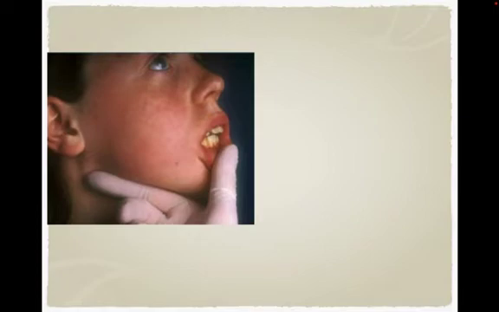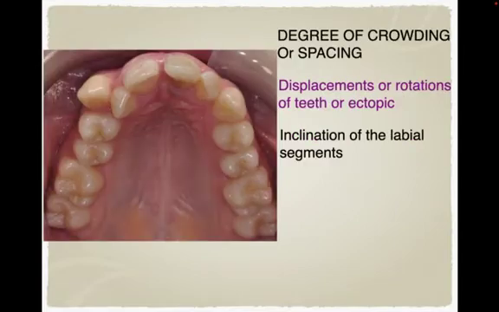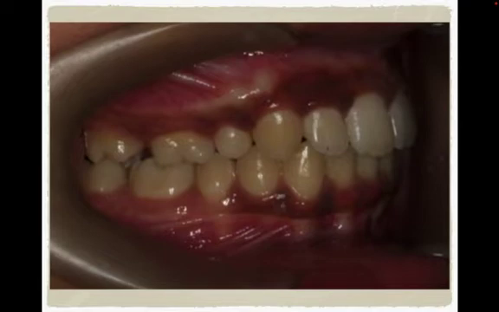And lower incisors should be 90 degrees to the mandibular plane. So look at the mandibular plane. Lower incisors should be 90 degrees to the mandibular plane. So they should be described as proclined, average, or retroclined. Then we have to check the angulation of the canine, and that's very important in our treatment. Usually the canines are slightly mesially angulated, okay? That's the angle of the canine.